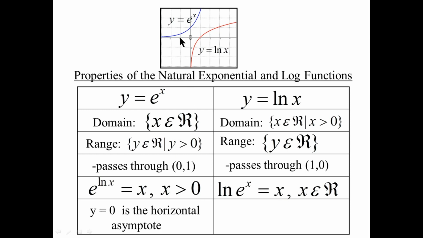Y equals 0 is a horizontal asymptote for the exponential function. X equals 0 is a vertical asymptote for its inverse, y equals ln x.